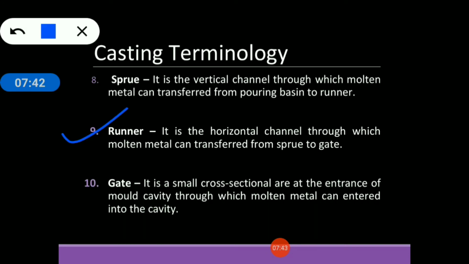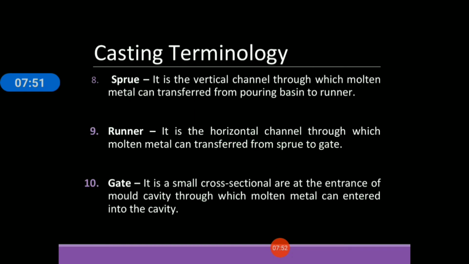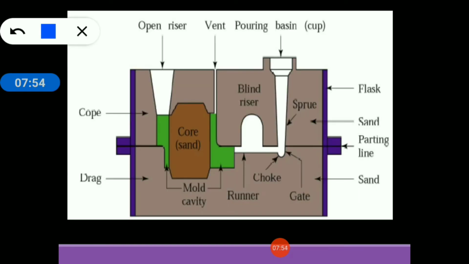Next one is runner. It is a horizontal channel through which molten metal can transfer from the sprue to the gate. See here, this is the runner. So the runner is a horizontal channel through which molten metal transfers from the sprue and enters into the gate or cavity. Clear?